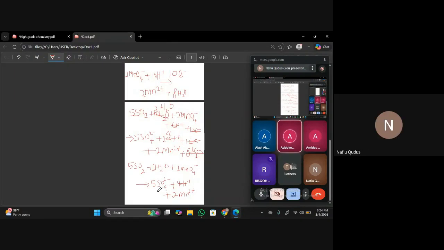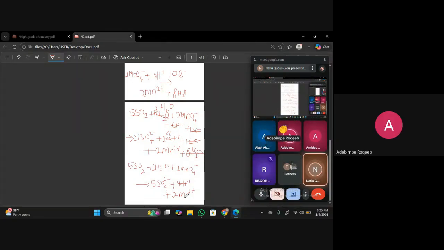Let's check the product side. 5 times 4, that's 20. Let's check for hydrogen. Hydrogen that we have here is 4, and we have 4 here as well. Mn that we have here is 2, and we have Mn here 2 as well. That's why it has balanced. The equation is balanced.